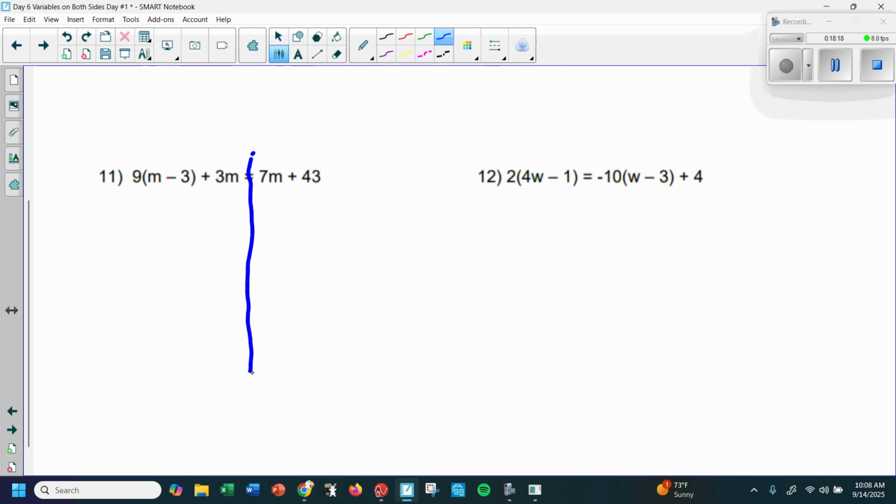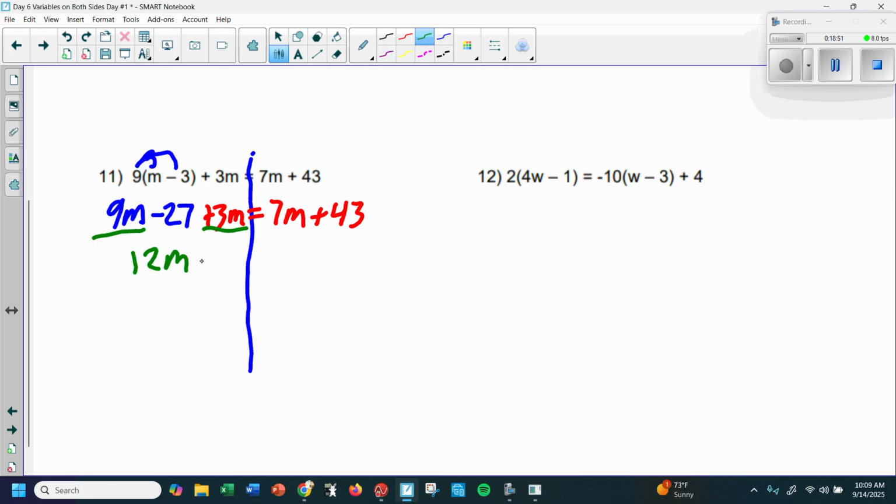Draw the great wall of mathematics. First step is D, distribute if you can. 9 times n, 9m. 9 times negative 3, negative 27. If you don't use it, reuse it. So we're going to reuse the 3m. We're going to reuse the 7m. We're going to reuse the 43. Okay? Now comes the C. Combine like terms if you can. 9m plus 3m is 12m.